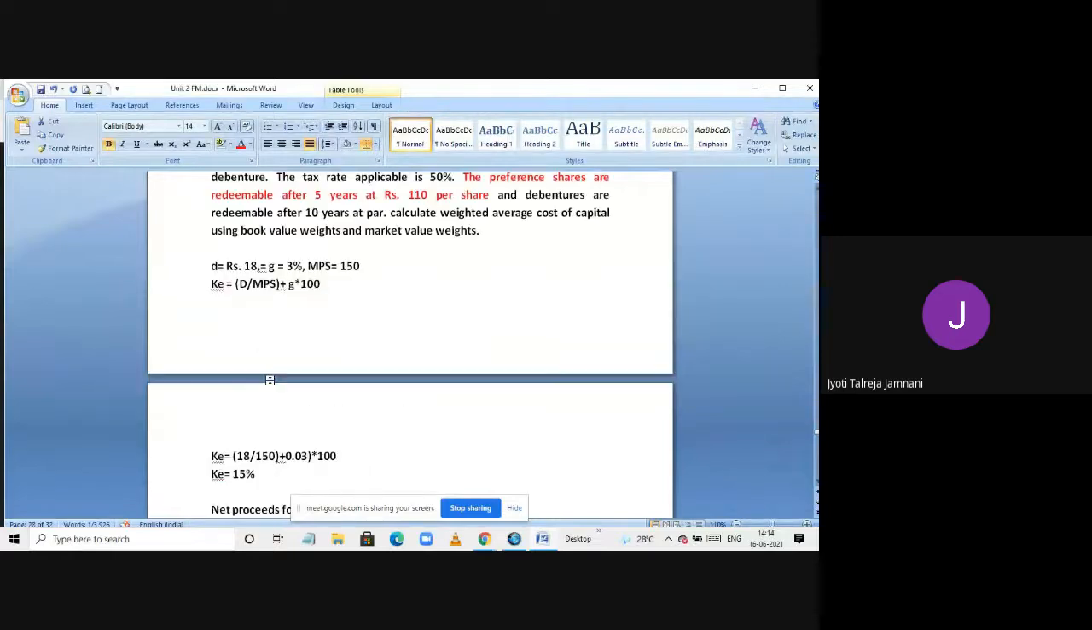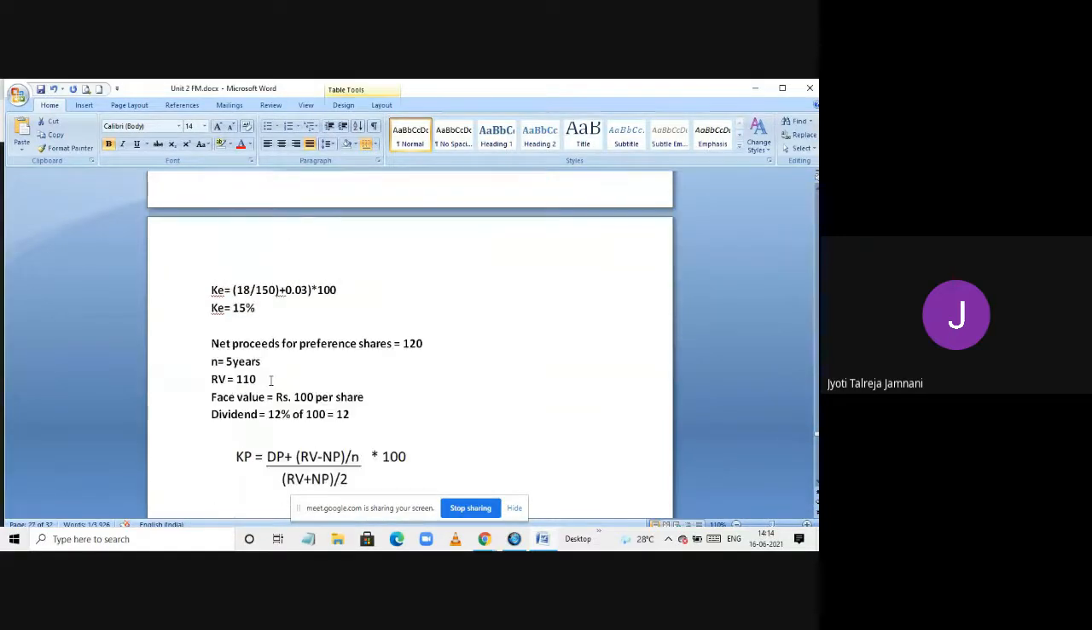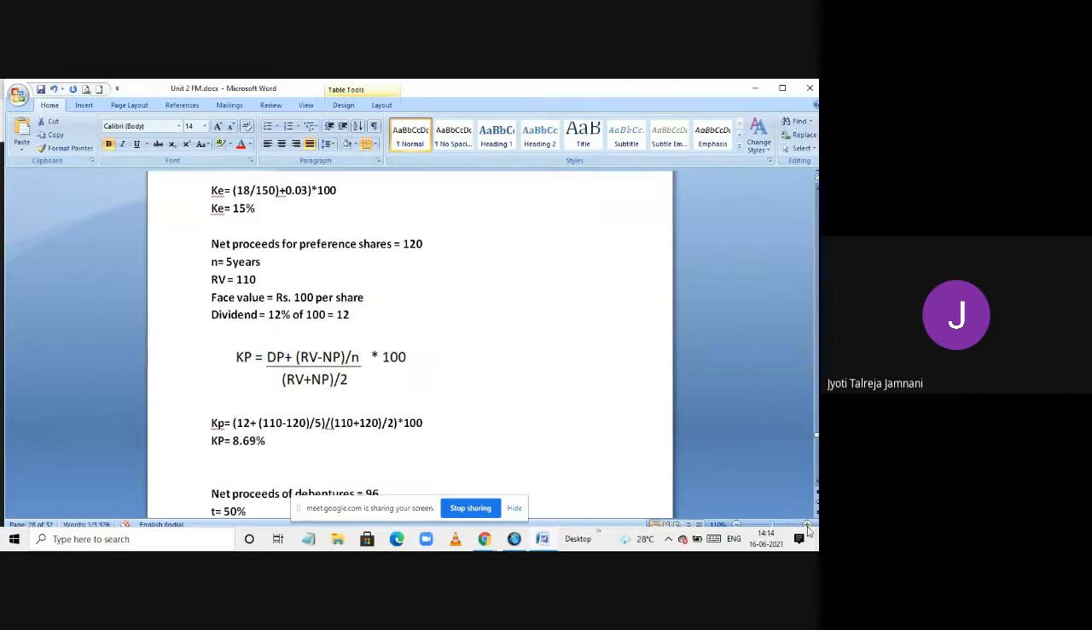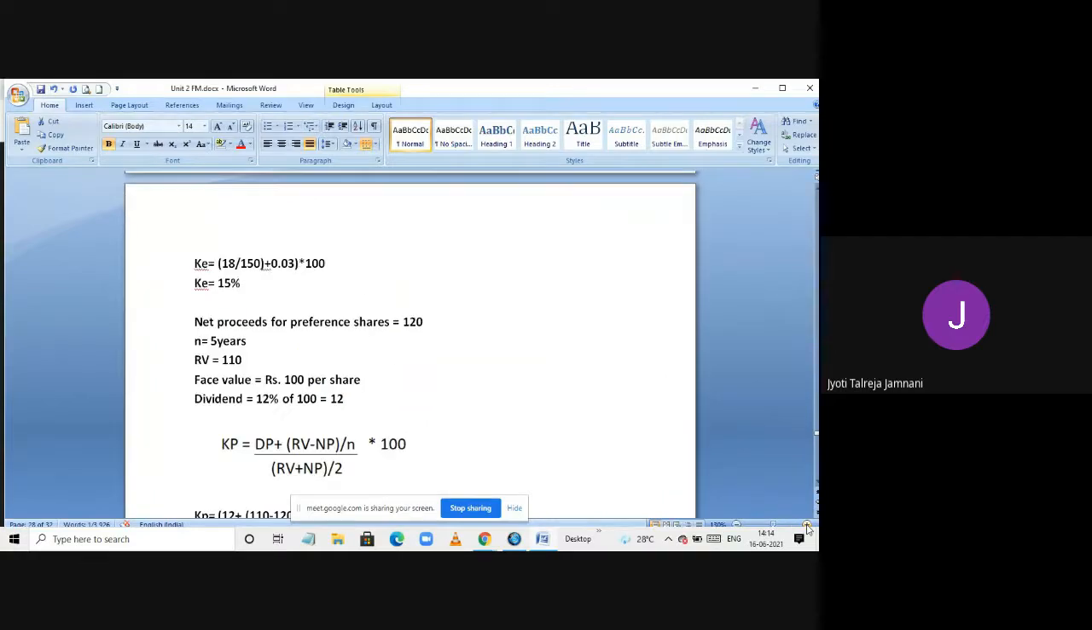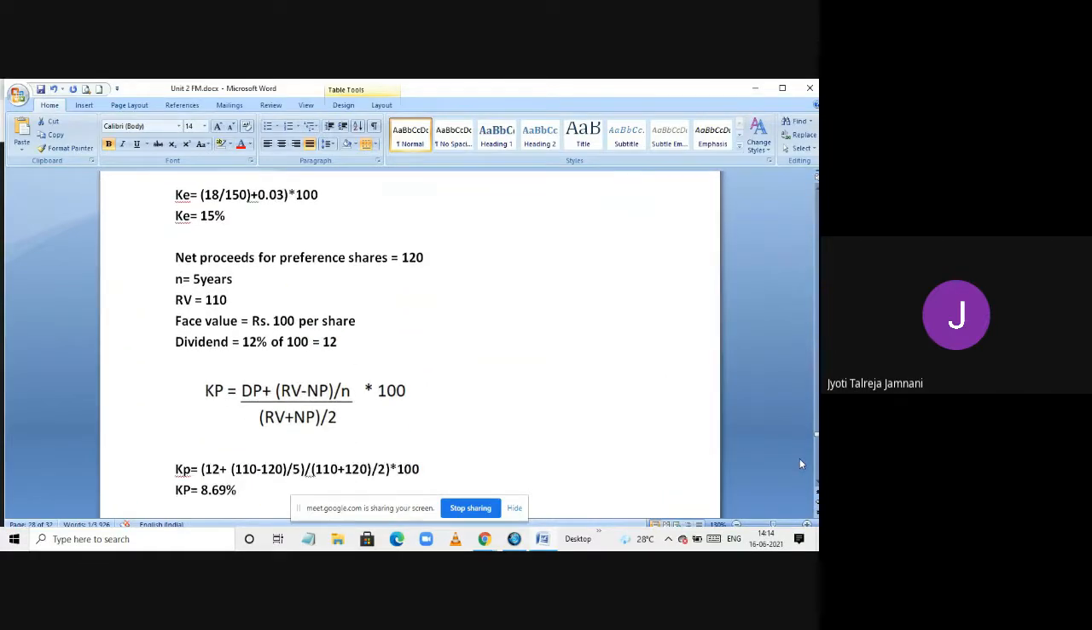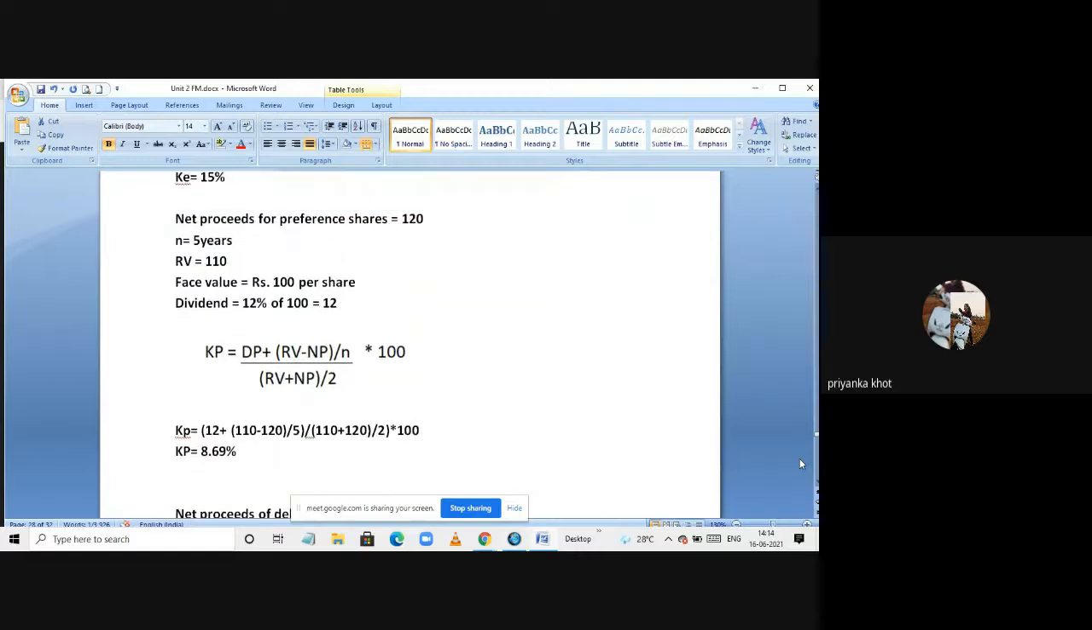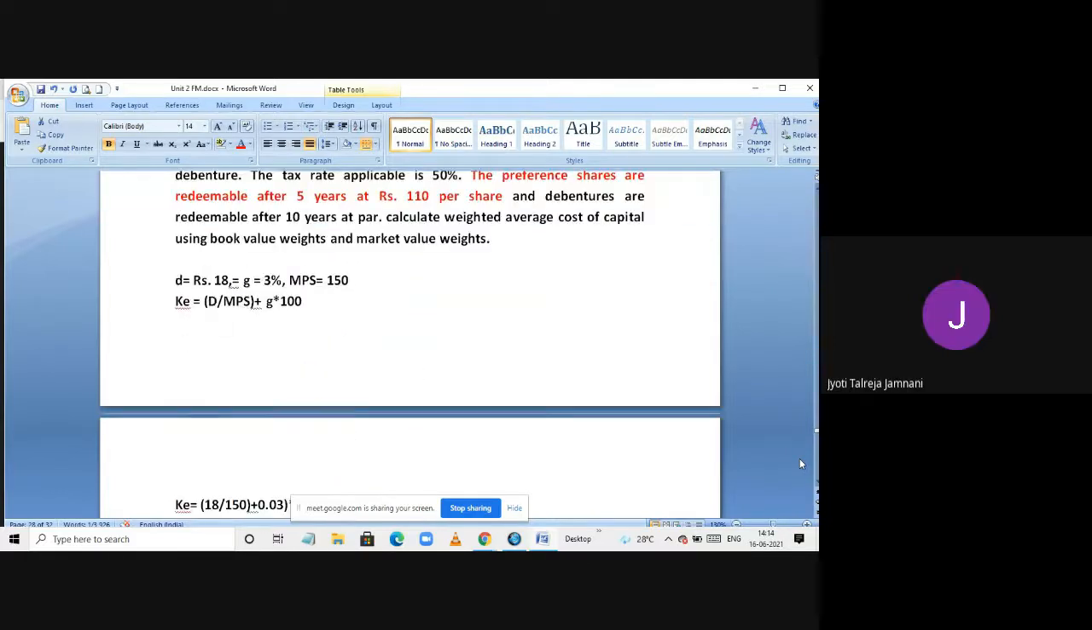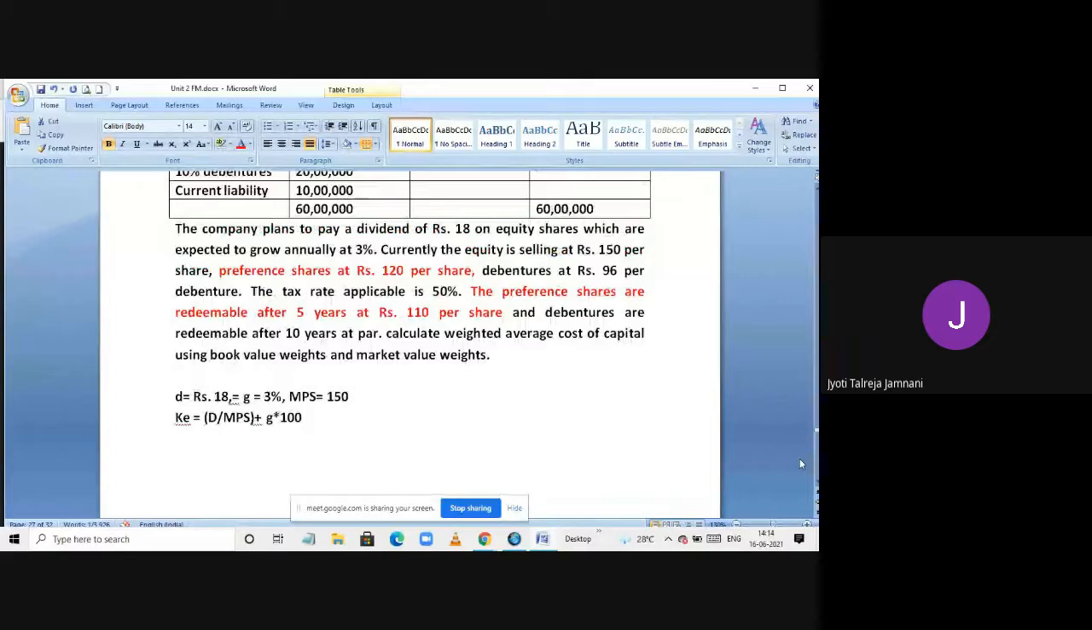Now let's see what all is given for debentures. Any doubts in this cost of preference? Is that clear? Yes, ma'am. Okay. Let's go to debentures.